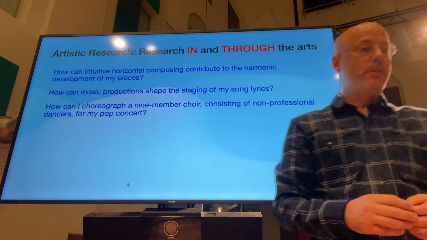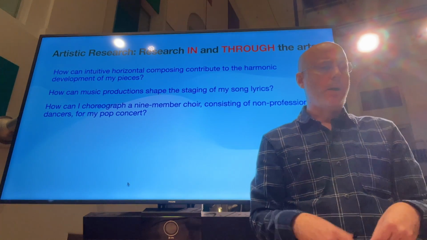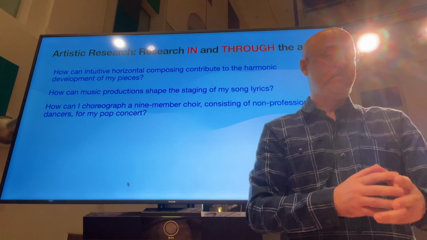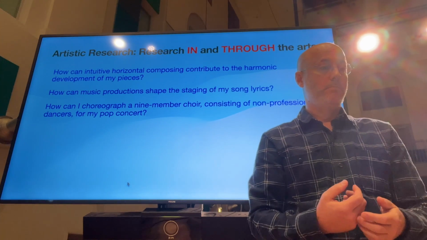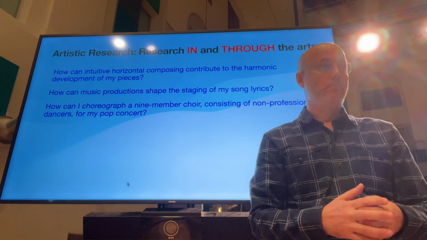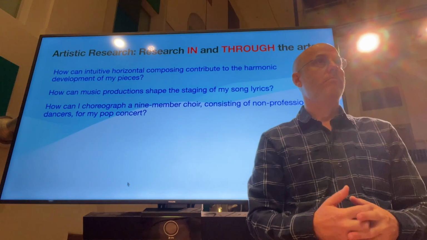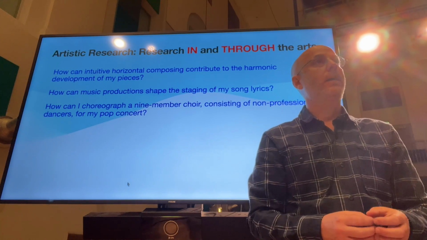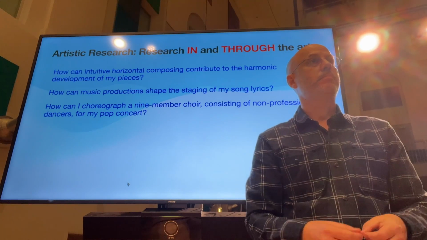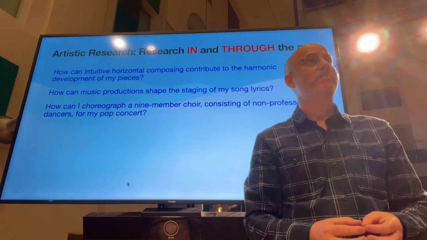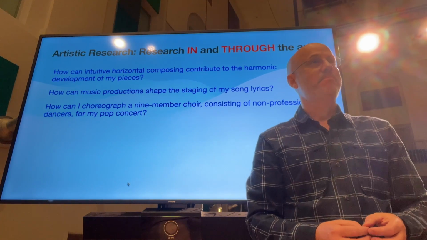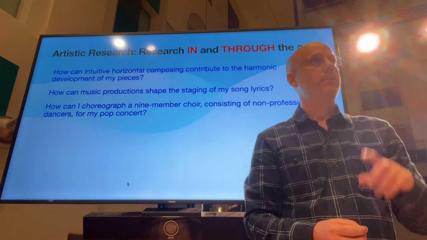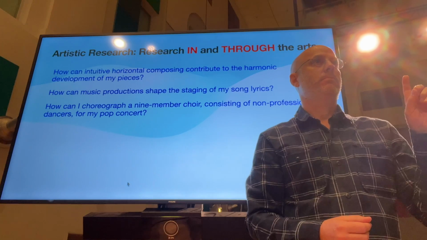How can I choreograph a 9-member choir consisting of non-professional dancers for my pop concert? These are the research questions that they asked in their research. And the whole research was based on these questions? Exactly. So now we start to understand there's a question involved.